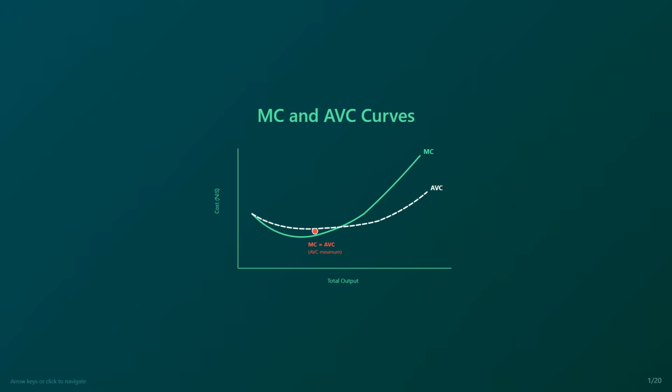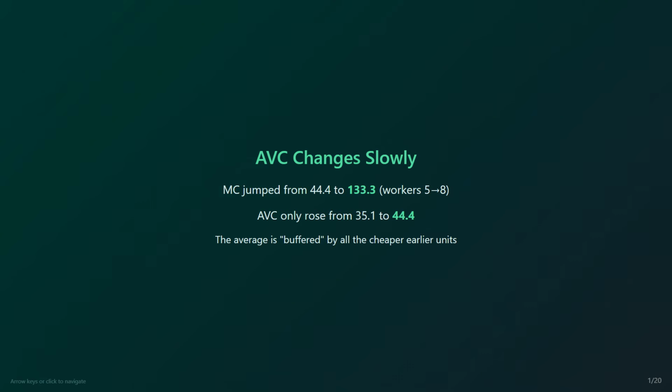The minimum point of AVC is exactly where marginal cost crosses average cost. At this point, MC equals AVC. Before this point, MC is less than AVC, so the average falls. After this point, MC is greater than AVC, so the average rises.